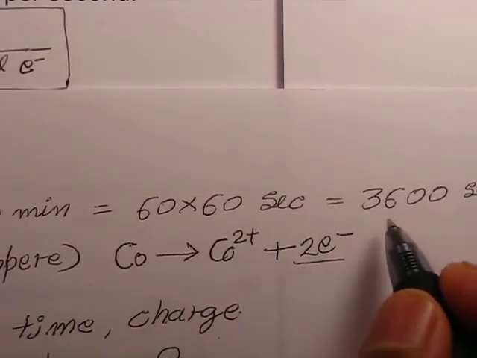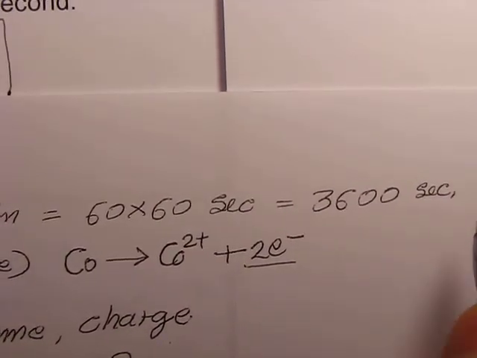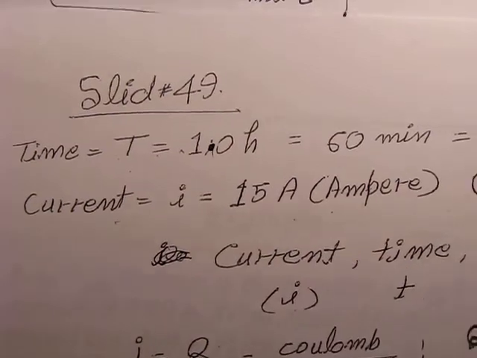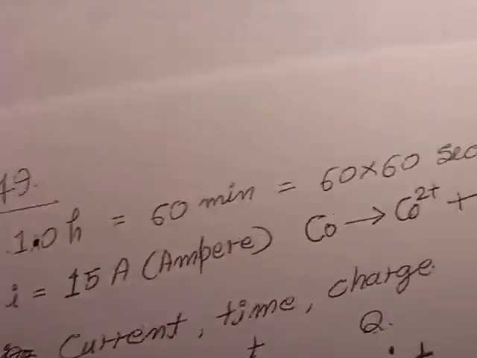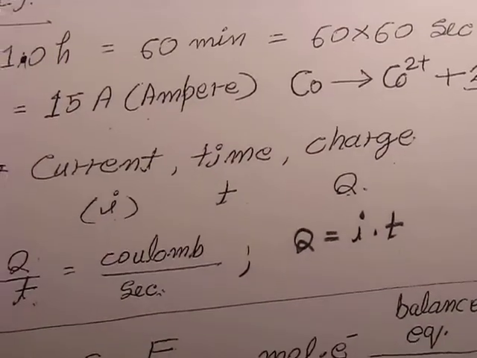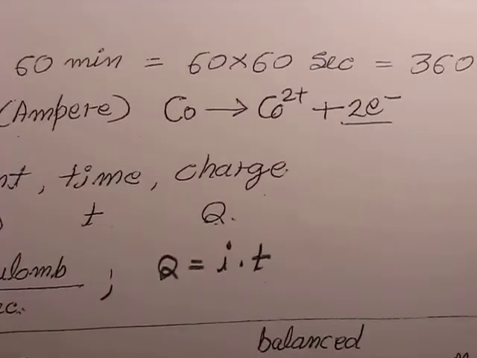So 3600 seconds are there. And how much current did we apply? The current we applied is 15 ampere. So 15 ampere current was applied for 1 hour.